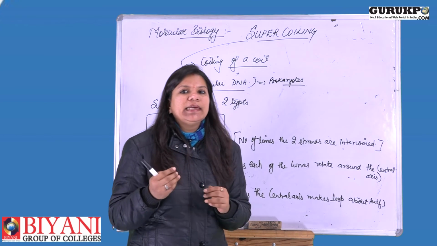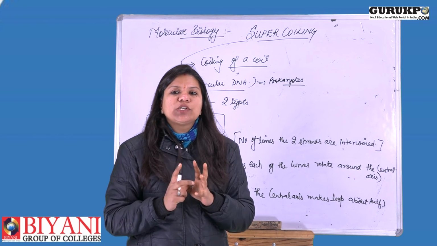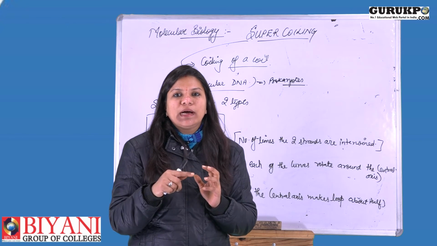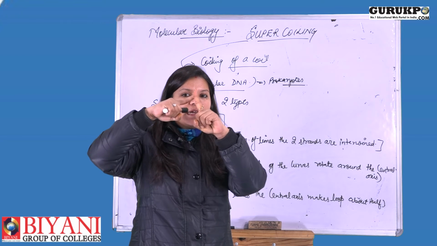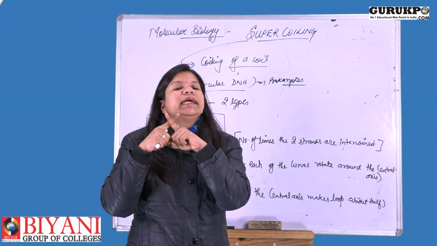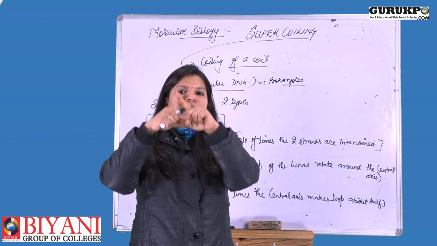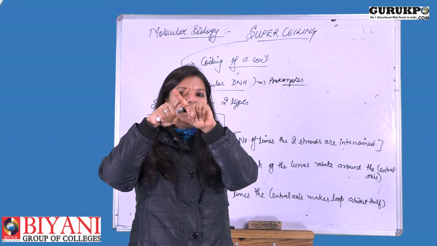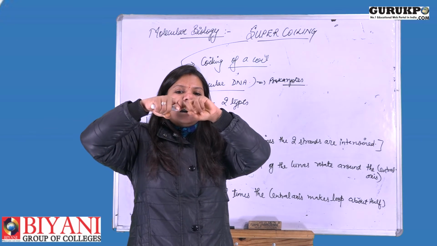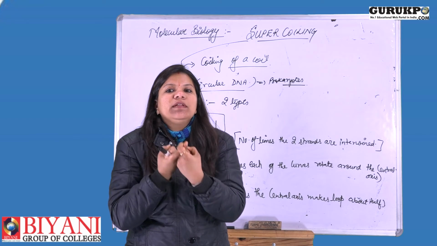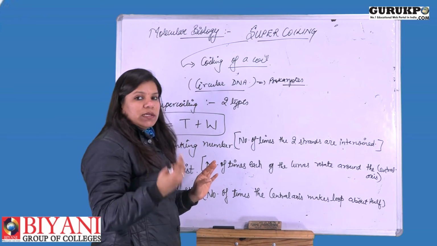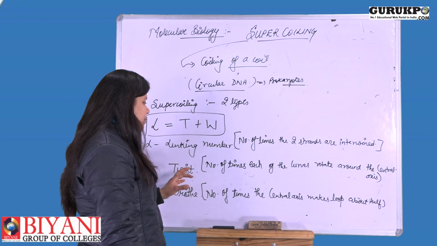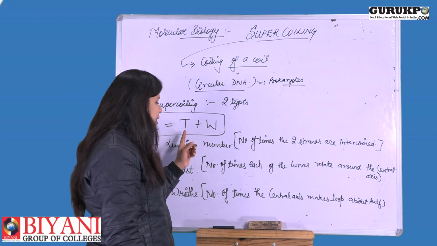Just again I am telling you, imagine the structure of a rubber band, the circular one, and when the two strands of the rubber band are interwound on themselves, then it forms a linking number. Say if it is wound in this manner, it is 1. If it is wound like this, it will give a linking number of 2. Clear?